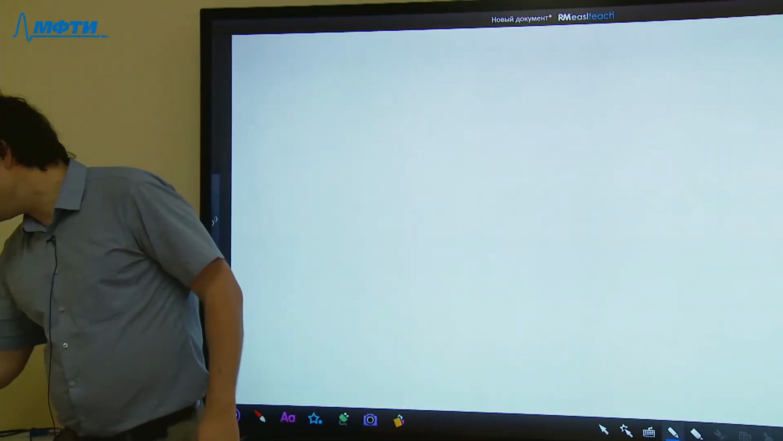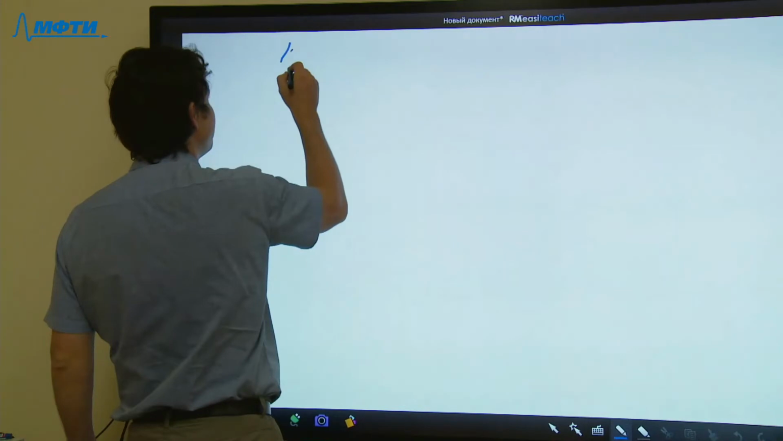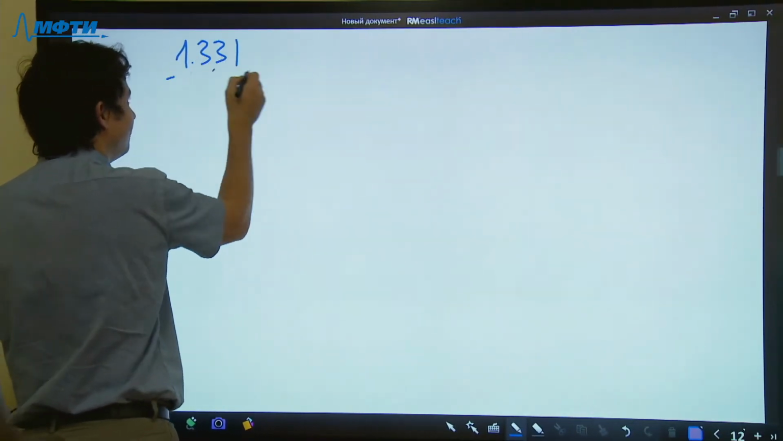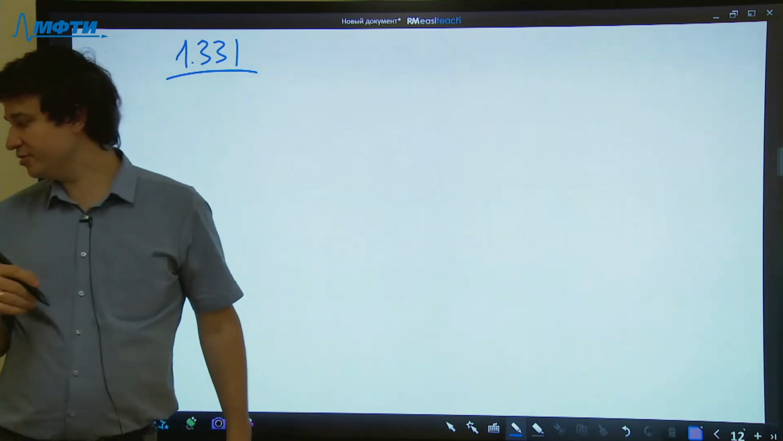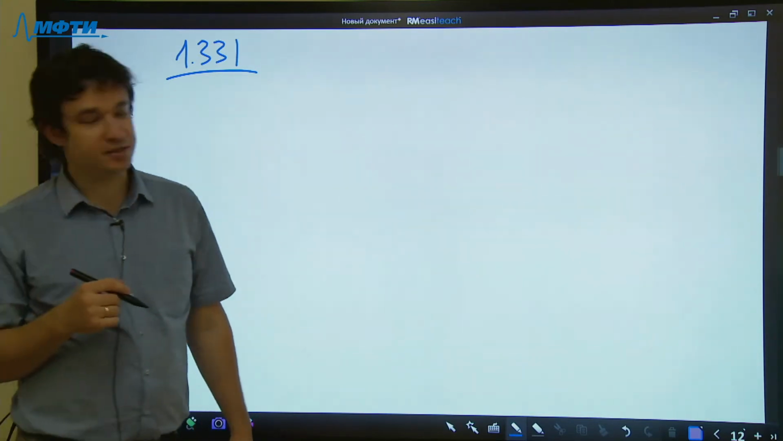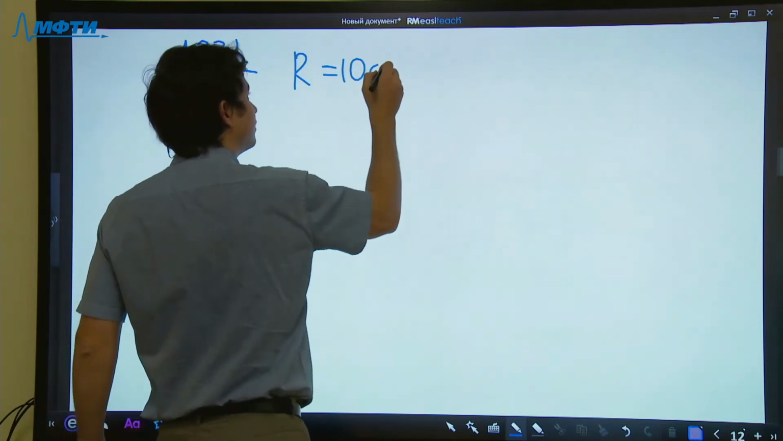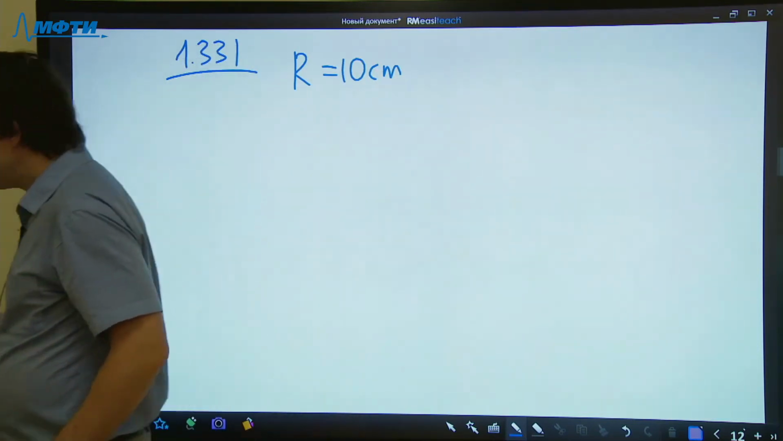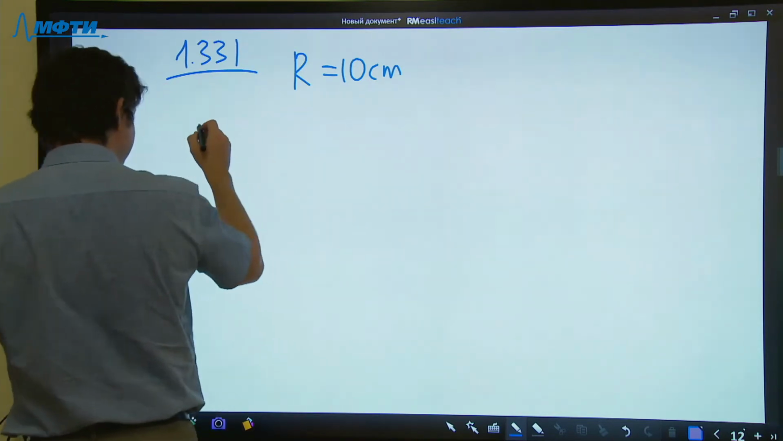Okay, so the next one is 1.3 and 31. A thin horizontal disk of radius r of 10 centimeters is located within a cylindrical cavity.